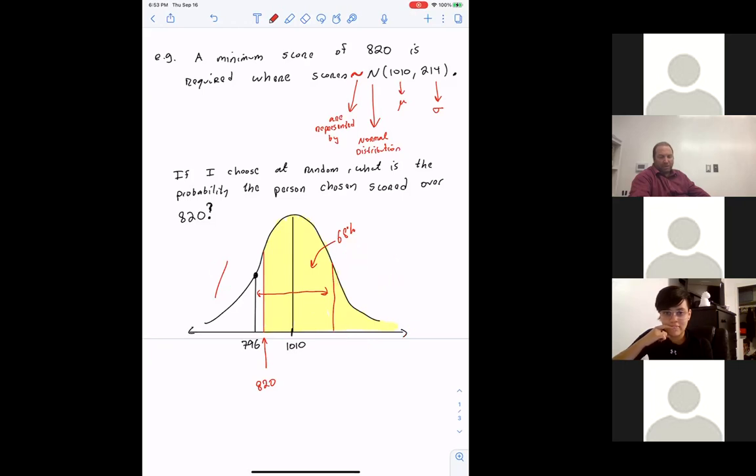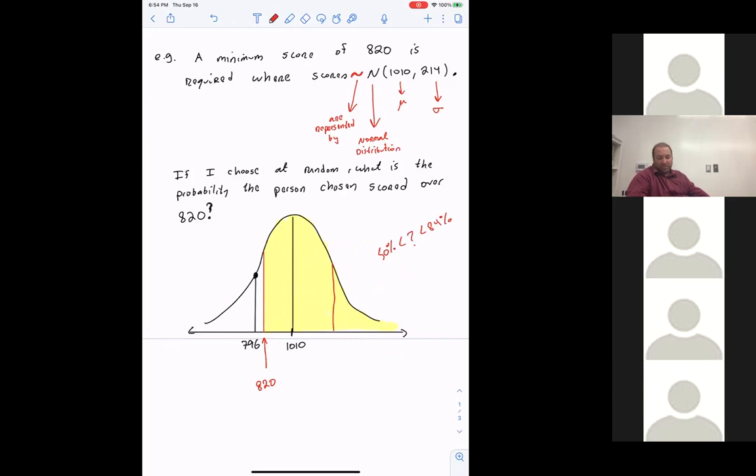So the best I can say right now is that the answer, whatever it is that I'm looking for, is greater than 50% but less than 84%. I can definitively say that. Do we agree? Yes. I can definitively say that.